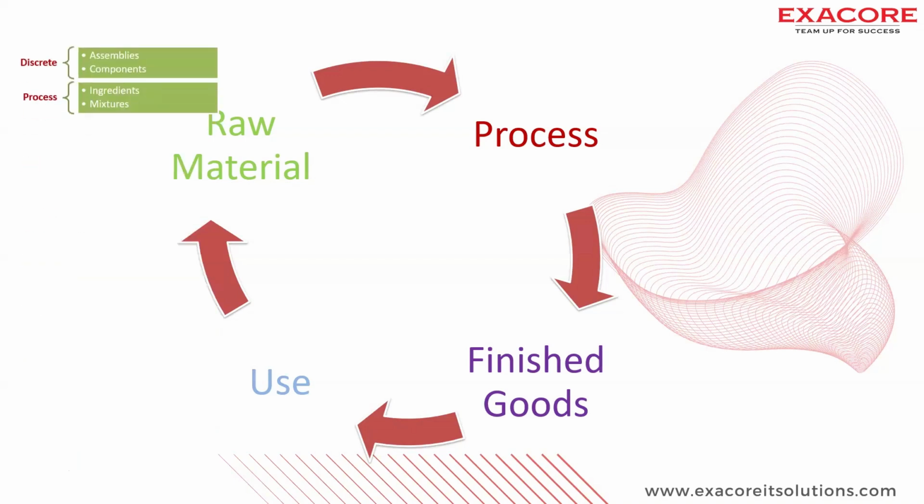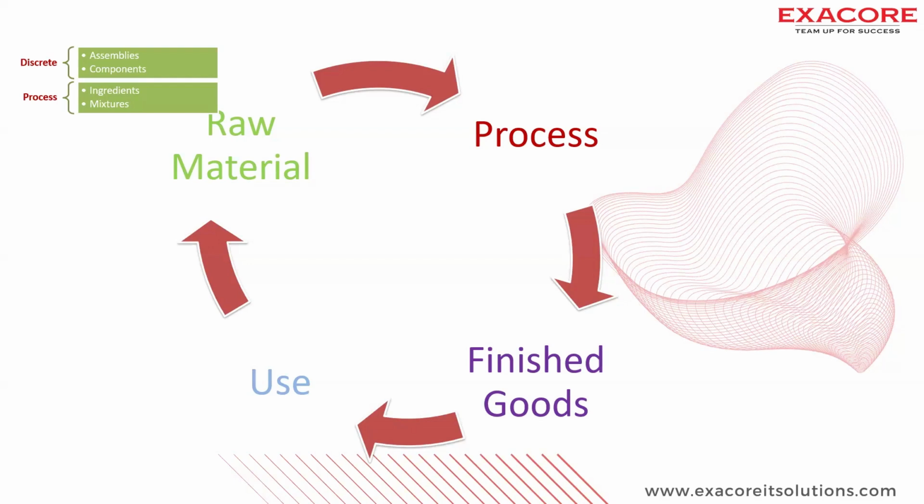Raw materials could be assemblies or components. Typically, these are the raw materials of a discrete manufacturing industry, automotive, mobile industries, and so on. Now, when the raw materials are ingredients or mixtures that are converted into medicines or semi-solid components of pharma, medication, and so on, that form of manufacturing is commonly, in Oracle parlance, referred to as process manufacturing.